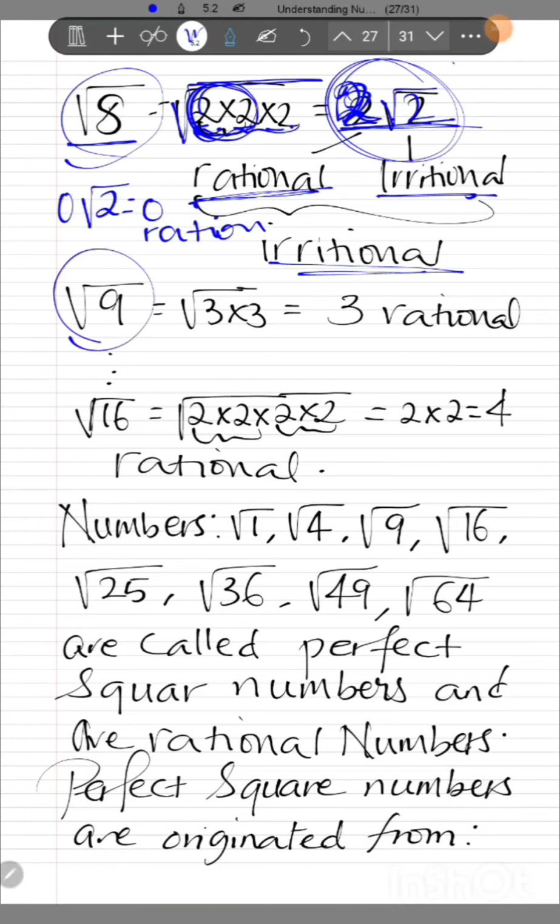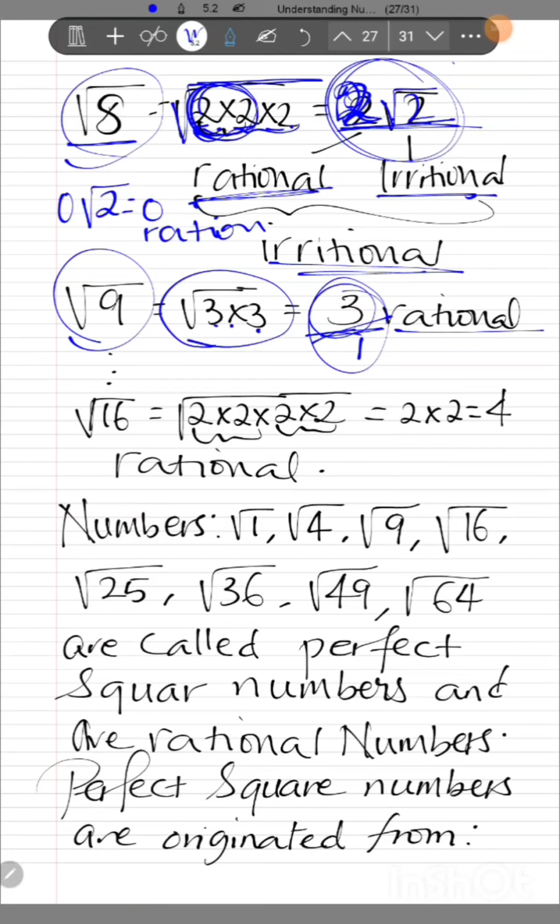The square root of 9 is square root of 3 times 3. We can take 3 out. So this is just an integer, or an integer divided by an integer. Then square root of 9 is rational.